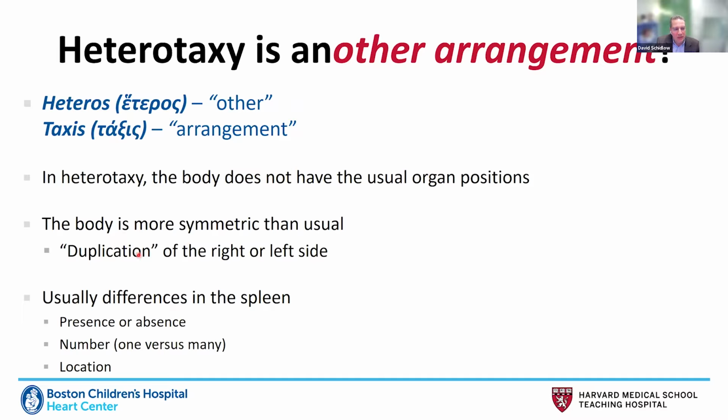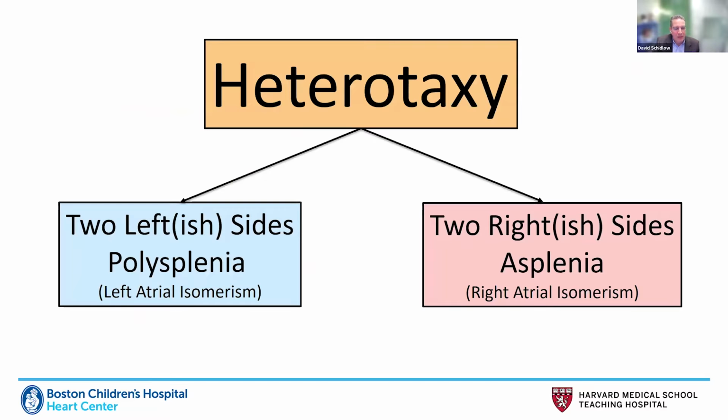What happens is we get a duplication of either the right side or the left side, and this is very frequently associated with differences in the spleen. This could be the presence or absence of a spleen, the number of spleens, one or many, and the location of the spleen. In the broadest terms, with heterotaxy we have two broad groups. Those that tend toward two left sides, which we call polysplenia. The spleen is the left-sided organ, so you can think of polysplenia as polyleftia. And when there's duplication of the right side, we call that asplenia.